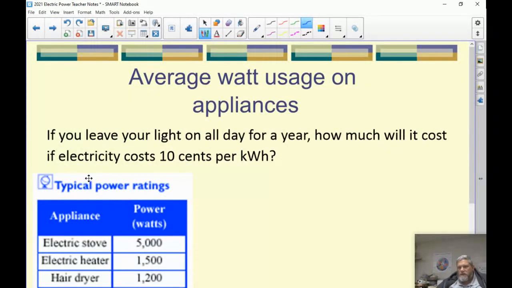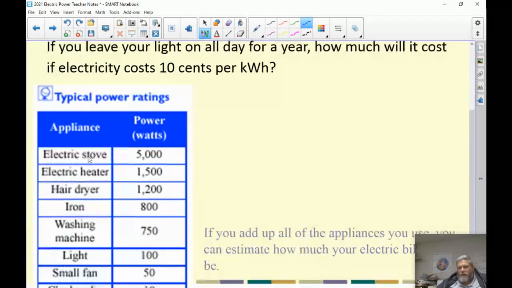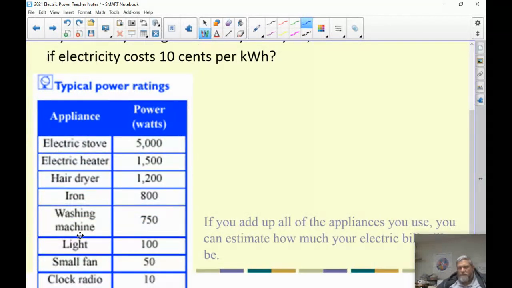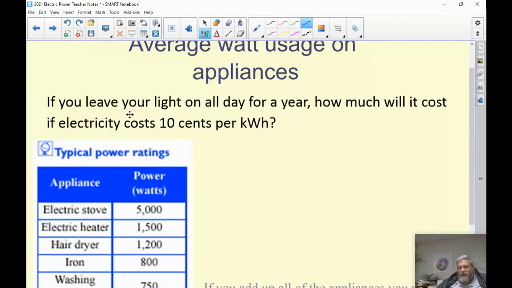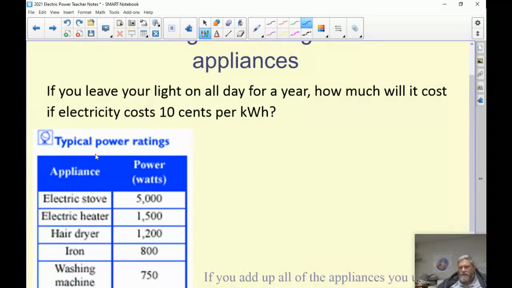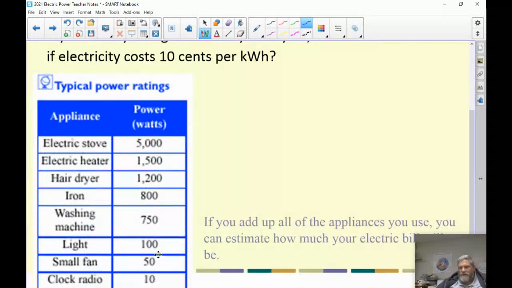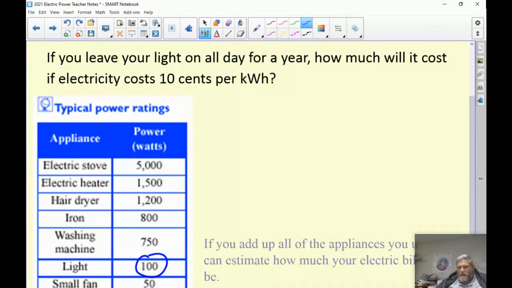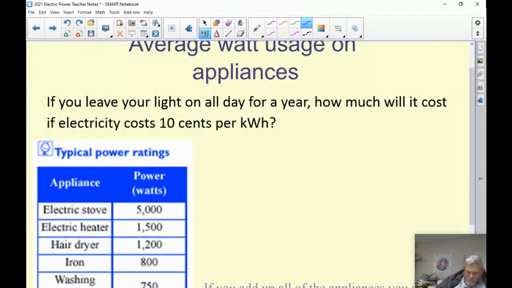All right, so here's a table with different power ratings for different devices and such. So if you leave your light on all day for a year, how much will it cost if the electricity costs 10 cents per kilowatt hour? Okay, so if we leave the light on, we look at the light and see the light's 100 watts, right? So we're going to say 100 watts equals, we move 1, 2, 3, 0.1 kilowatts.